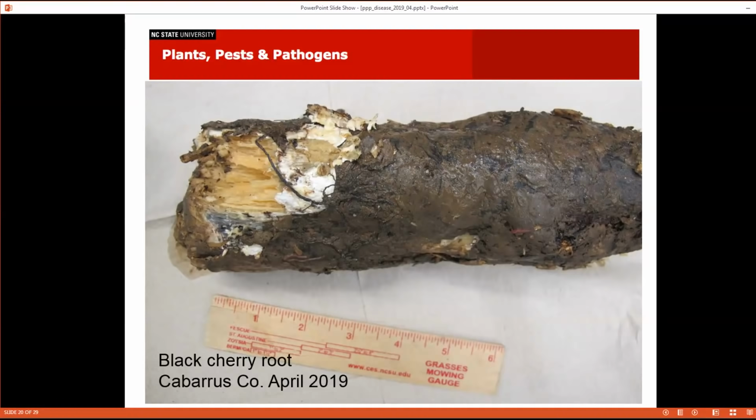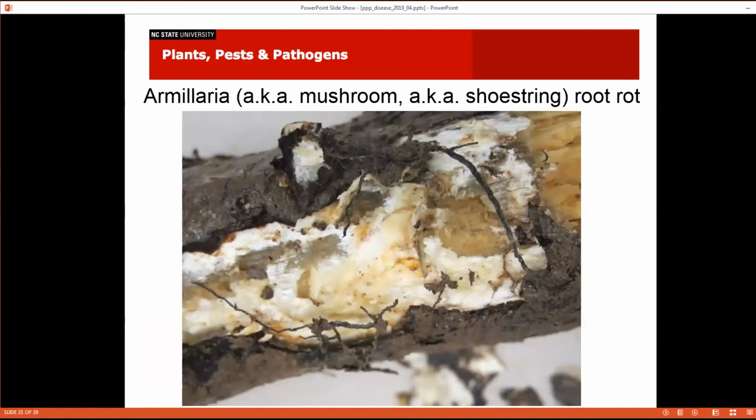Now, if we look closely though, that's not the only thing here. And a clue from the common names of the disease, armillaria root rot, it's also called mushroom root rot because the fungus can produce mushrooms in the fall. But it's also called shoestring root rot. And that's because of the presence of not only the mycelial fan, the very fine fungal threads there matted together underneath the bark, but also these root-like structures called rhizomorphs.